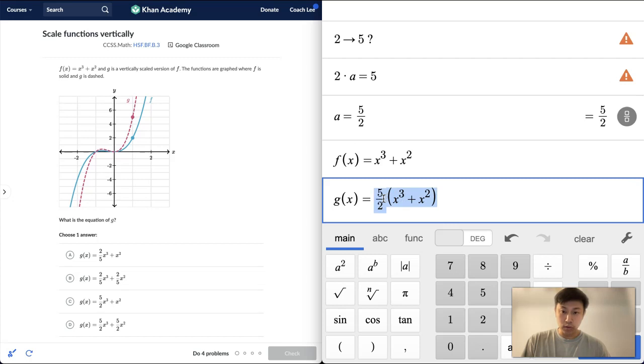So on a skills check, you could write this as your answer, as long as it doesn't ask you to simplify it, and it would be acceptable. But we have to match Khan Academy's multiple choice, so let's go ahead and simplify it. I'll copy this over once more.